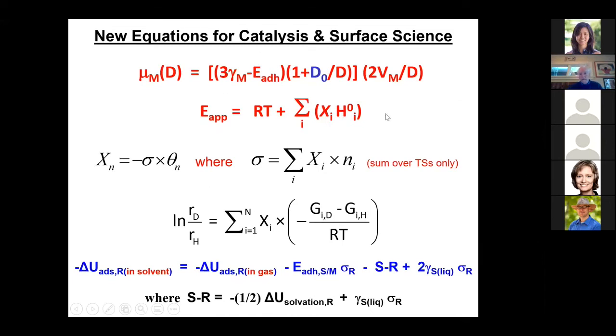If you're interested in the connection between, for example, DFT microkinetic model energy diagrams and experimental observables like apparent activation energies and kinetic isotope effects, so go look at those things.